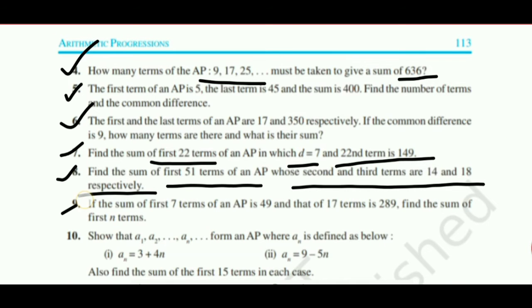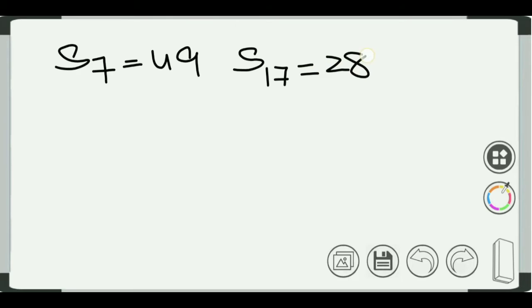Ninth one. If the sum of first 7 terms of an AP is 49 and that of 17 terms is 289, find the sum of first n terms. So, they have given sum of first 7 terms of an AP is 49. That means S7 is given as 49. Now, sum of 17 terms is given as 289. That means S17 is equal to 289. We need to find the sum of first n terms. That means Sn.